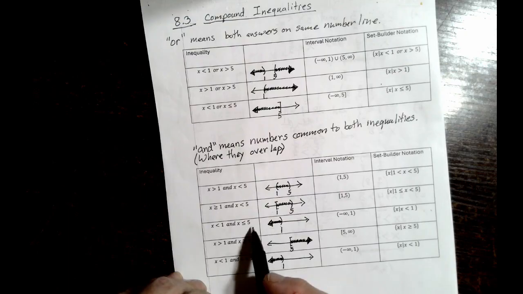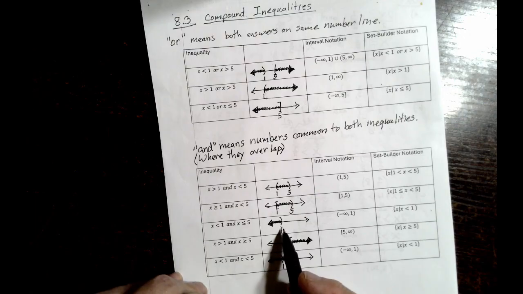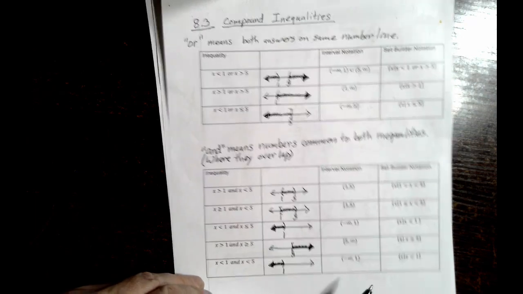So simply draw three number lines and give your answer to the one on the first line, answer to the other one on the second one, and look where they overlap, and your third line will be your answer. All right.